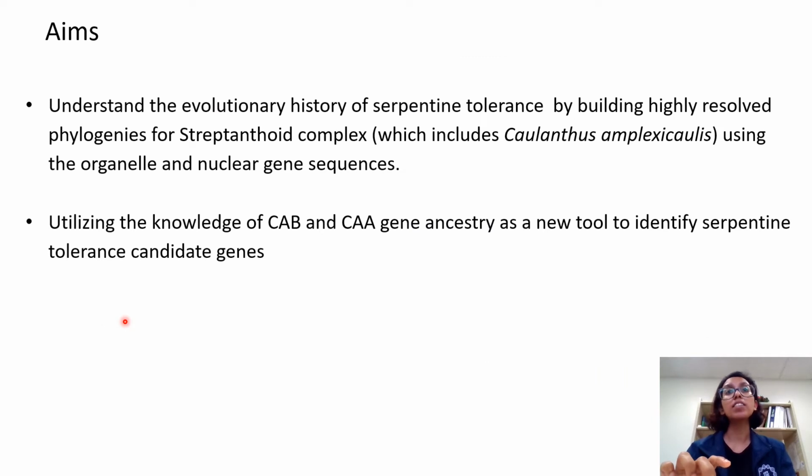The aim of my study is to understand the evolutionary history of serpentine tolerance by building highly resolved phylogenies for the streptanthoid complex using organelle and nuclear gene sequences, and then to utilize this knowledge of CAB and CAA gene ancestry as a new tool to identify serpentine tolerance candidate genes.